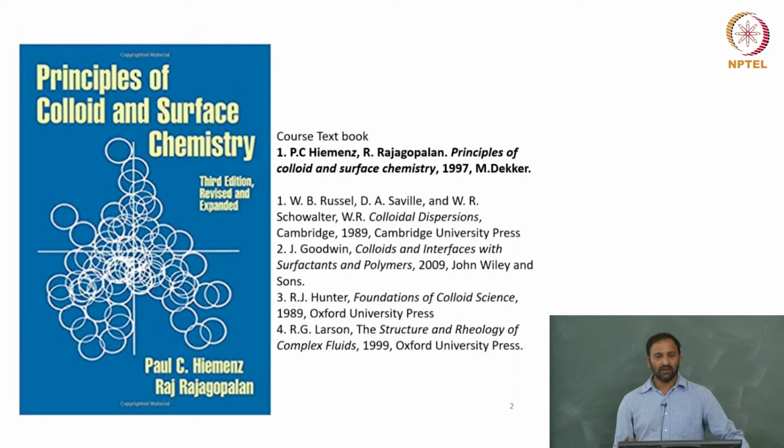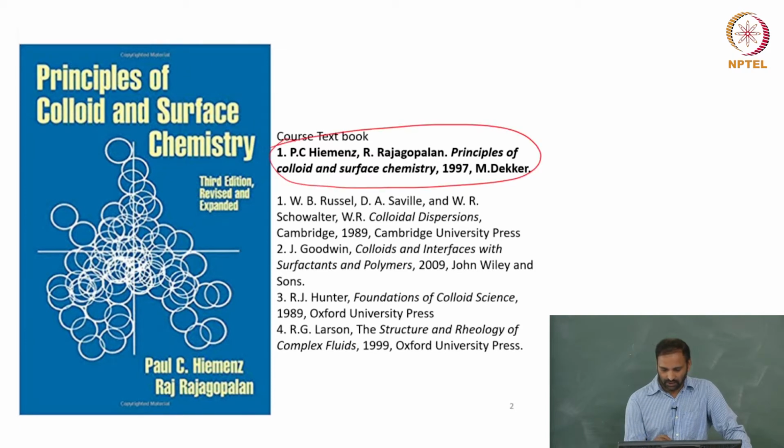Okay, so this is the course book that I'm going to follow. Okay, so that's a picture of the front cover, and this textbook is titled Colloids and Surface Chemistry, which is written by Hiemenz and Rajagopalan. Okay, it's a good book, very basic. Okay, I have learned a lot of things by reading this book. That's going to be the course textbook.